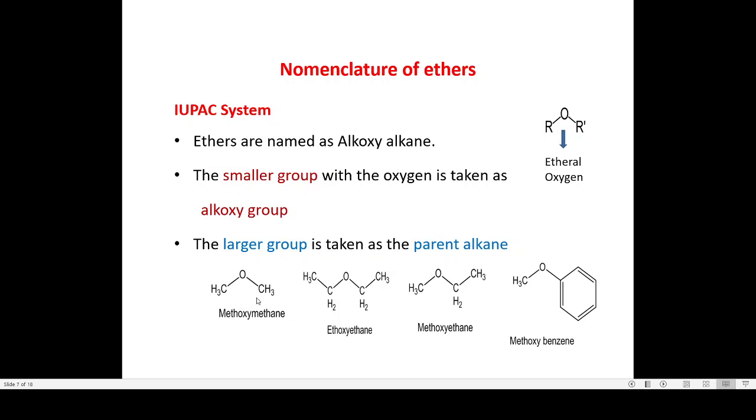So let us take this example where we have two methyl groups. Since it is symmetrical, we consider the CH3 with oxygen to be the methoxy and the other methyl group to be the parent alkane and we give the name methoxymethane. The same is also true with ethoxyethane, which is an example for a symmetrical ether. So we have the two alkyl groups to be the same. We take one ethane to be the ethoxy and the other ethane, and we name it ethoxyethane.